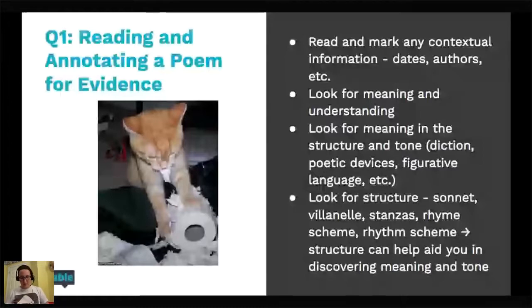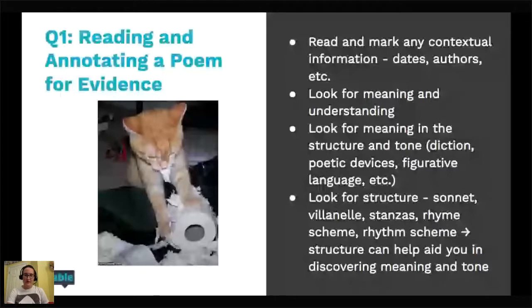When you're looking at a poem, same thing with all of them, you're looking for meaning and understanding. I said I would repeat that like five or six times, and I'm going to keep repeating it. Look to understand the poem. For a poem itself, you're looking for meaning in the structure and the tone. Poetry especially for structure. That's actually my next live stream, about how the structure of a poem creates meaning. But you're looking for things like tone in the diction itself, in the poetic devices that the poet uses, like rhyme and rhythm. You're looking for figurative language. And I already said this, you're looking for structure.